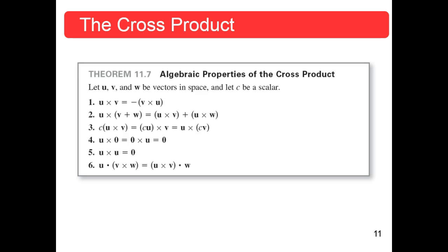Add those two together, you get a vector. So everything's a vector in that. Okay, number 3 is the scalar product rule for a cross product. Let's see how that goes.